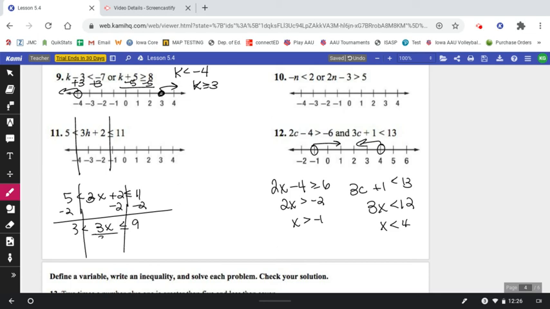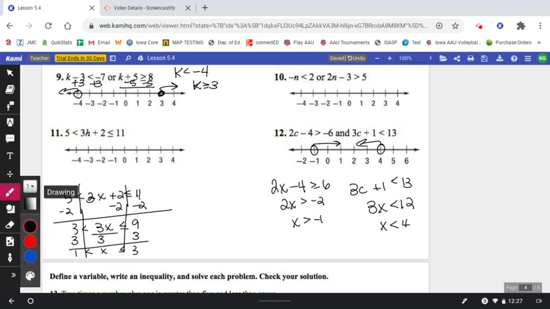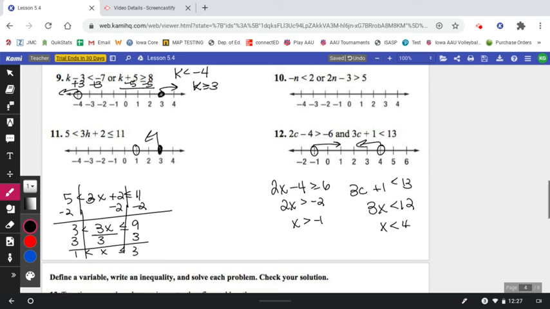Again, whatever I do to x to get it alone, I have to do to the left side and to the right side. And so my final answer is 1 is less than x is less than or equal to 3. So we come up here and put an open on 1 and a closed on 3. X is less than or equal to 3, and x is greater than 1.